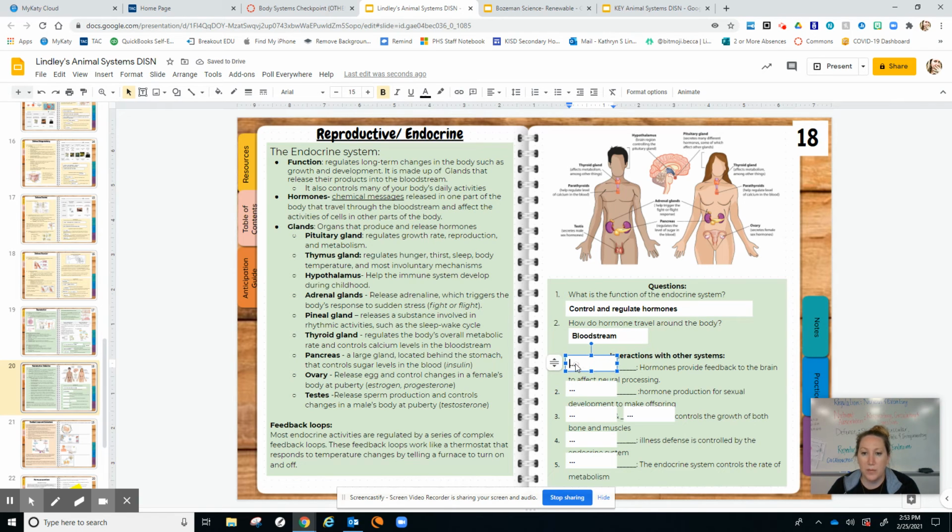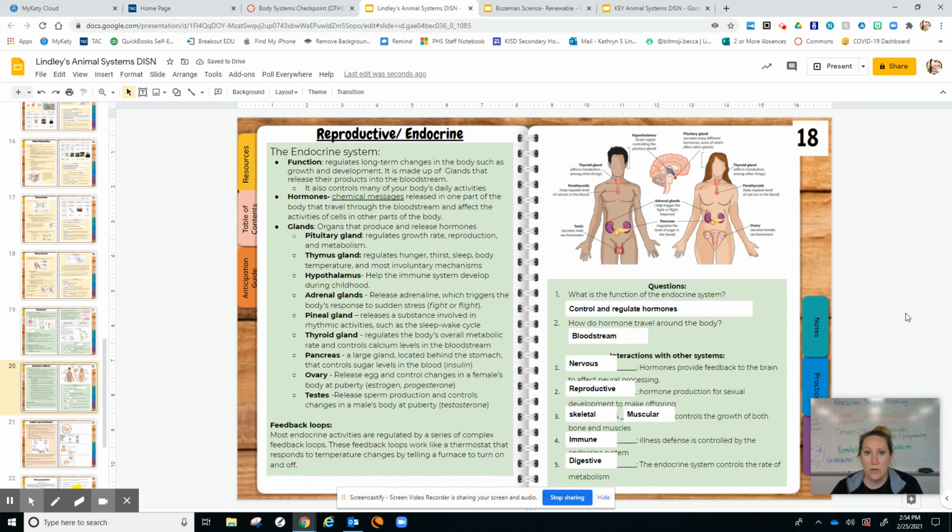Interactions, feedback loops with the brain. So remember, brain is part of nervous. Hormone production for sexual development, that is reproductive. Controls growth of bones and muscles. Bones are skeletal. Muscles are muscular. Illness is part of the immune system. And endocrine. Metabolism. So metabolizing is how we use up the food that we eat, which is part of digestive. All right. Pause here if you need to add or change anything.